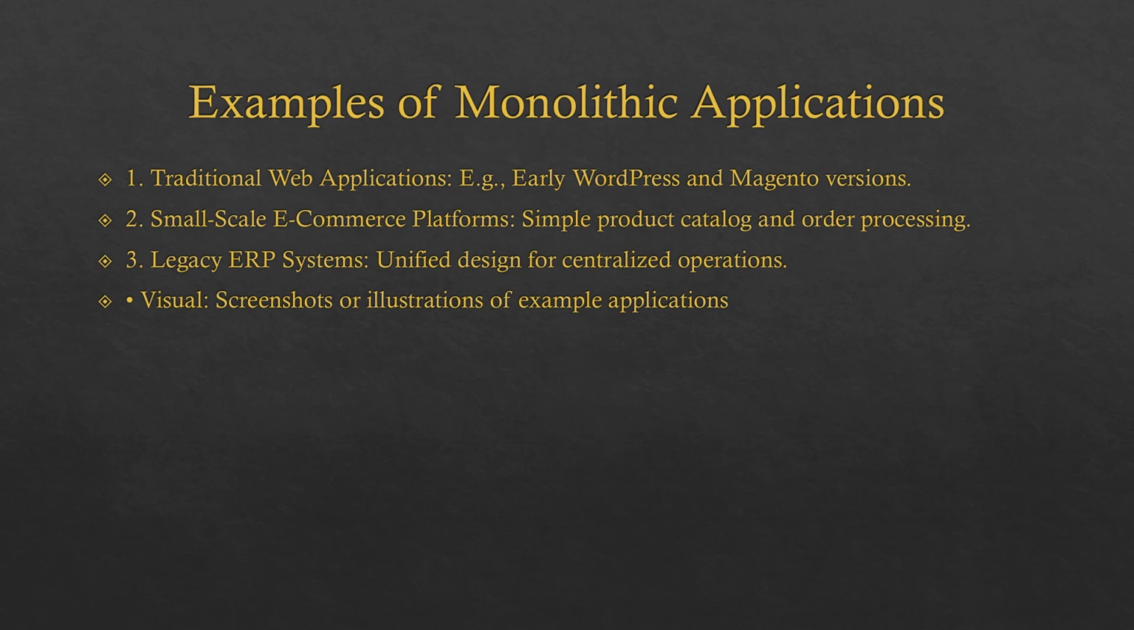Some classic examples of monolithic applications include early versions of WordPress and Magento, which were developed as single unified systems. Small-scale e-commerce platforms where components like the product catalog, payment systems, and user authentication are all bundled together also fit this model. Lastly, traditional ERP systems are a great example where all business operations are centralized into a single monolithic application.